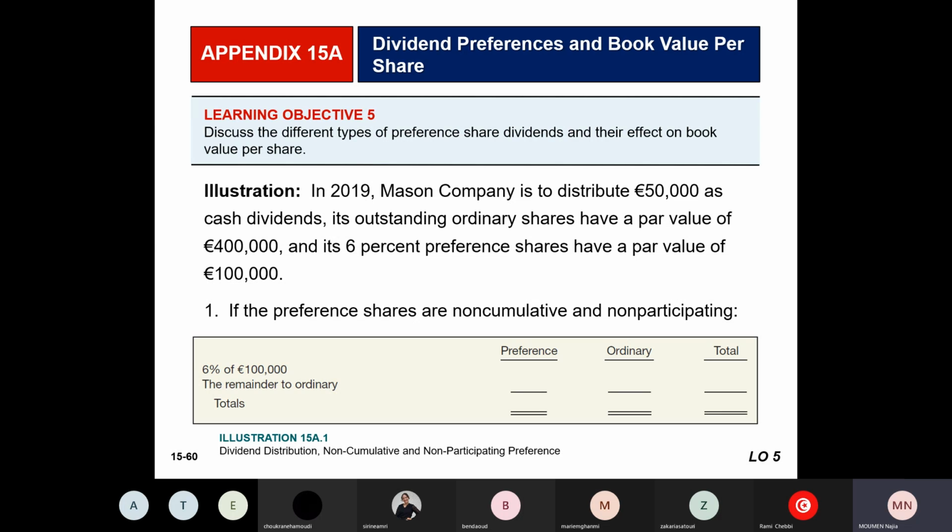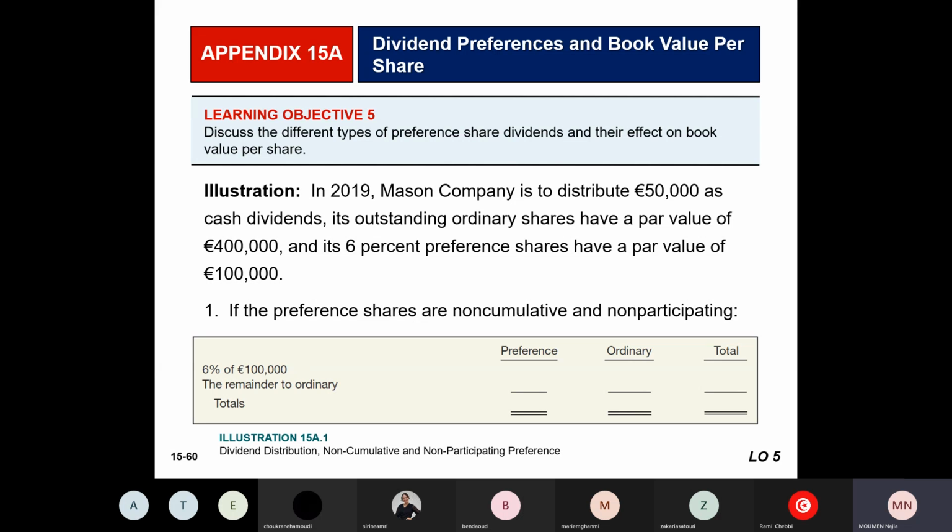But in this first scenario, we just assume that preference shareholders will be receiving 6% of their par value shares. Okay, so the par value here is 100,000. Okay, so the rate is 6%. Again, when we have to distribute dividends, the priority will be to preference shareholders. This is the essence of having these preference shares: to have priority against the ordinary shareholders.